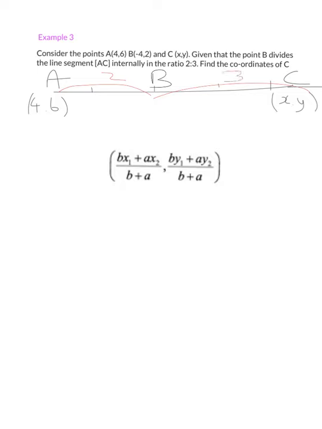Okay, so we'll start labeling then. So we know that when they give you the ratio 2 to 3, the first ratio, which is 2, is my A.